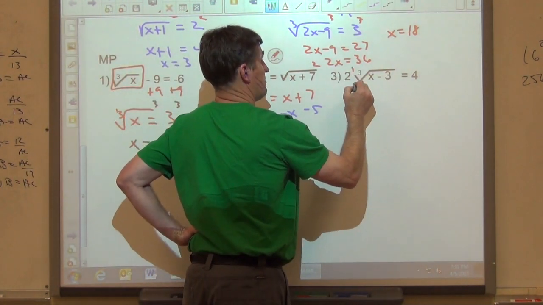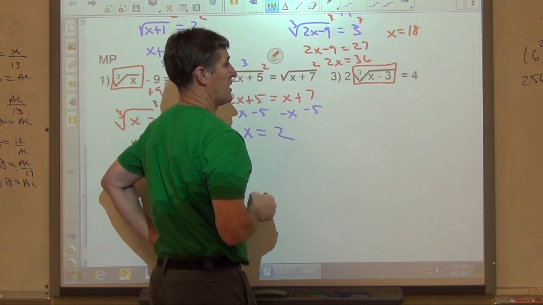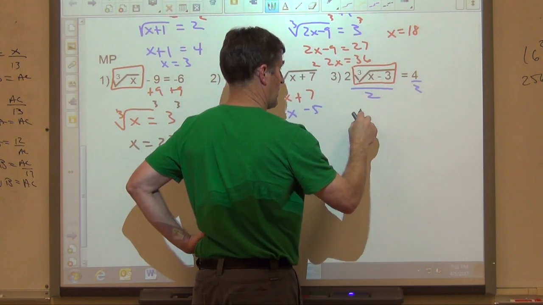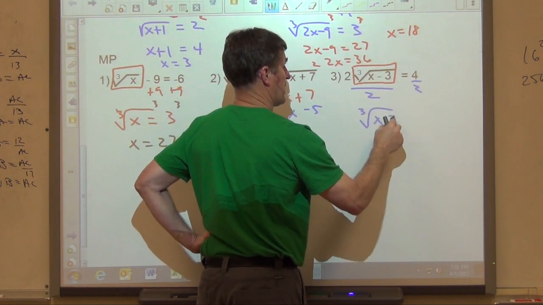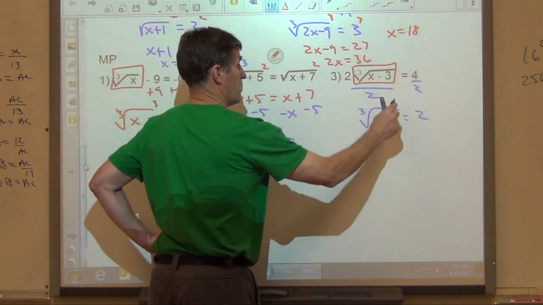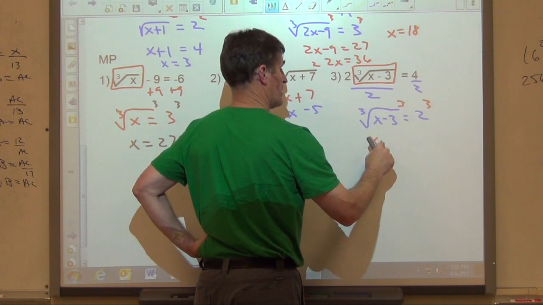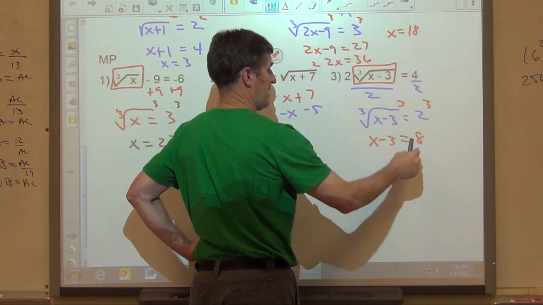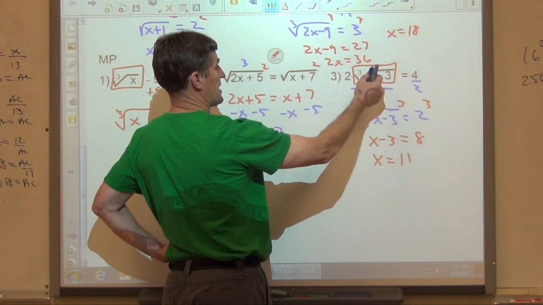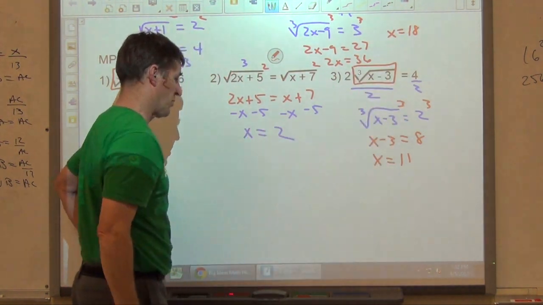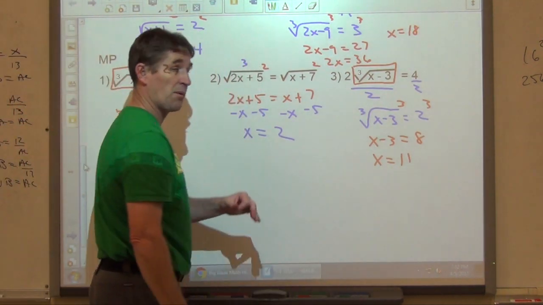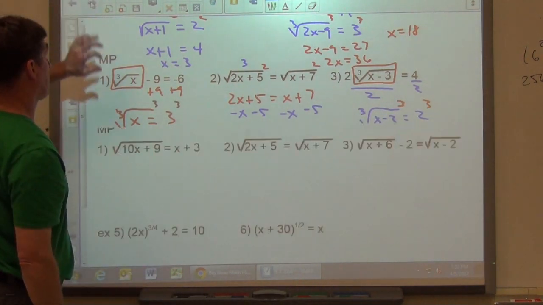Go to the third one. Radical by itself, so we divide by 2. And so we get the cube root of x minus 3 equals 2. Cube both sides. x minus 3 equals 8. Add 3, x equals 11. So let's check it. 11 minus 3 is 8. The cube root of 8 is 2. 2 times 2 is 4. So we know that we have them right. So those are some of the fairly easier ones to do.